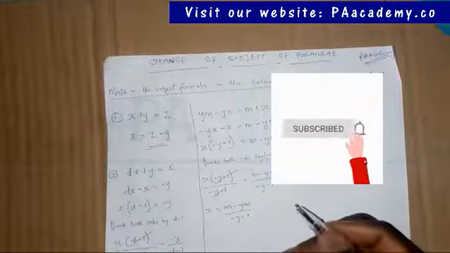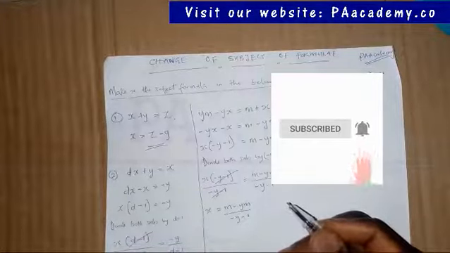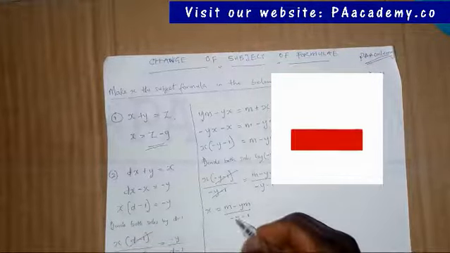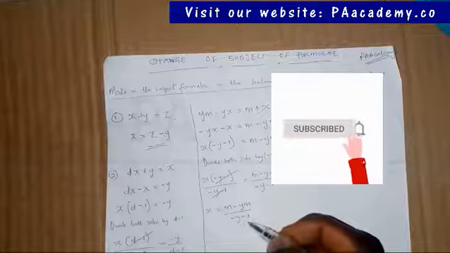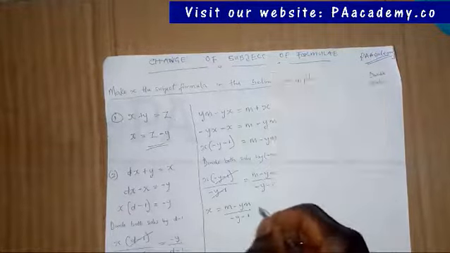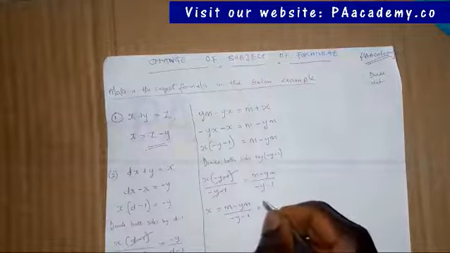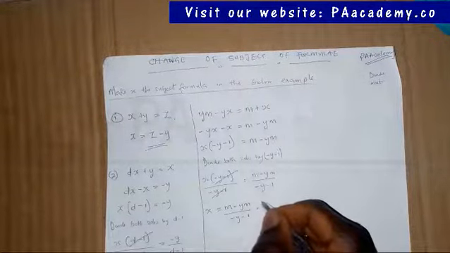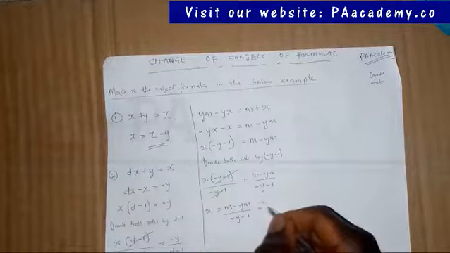Now I will not want to leave this as my final answer because I'm having minus y and then minus 1 at the denominator. So what I can just do is to multiply both the up and down by minus divided by minus.